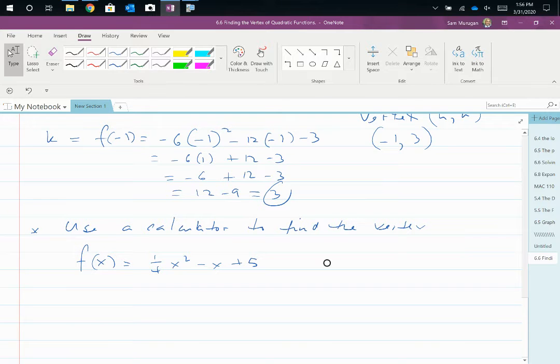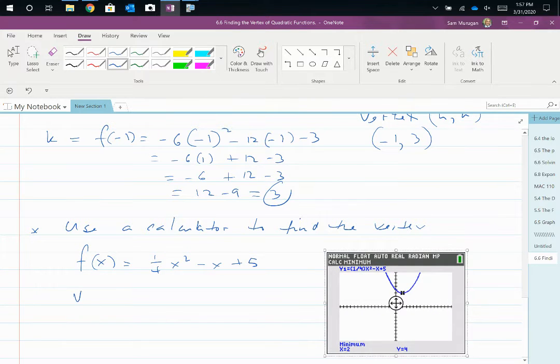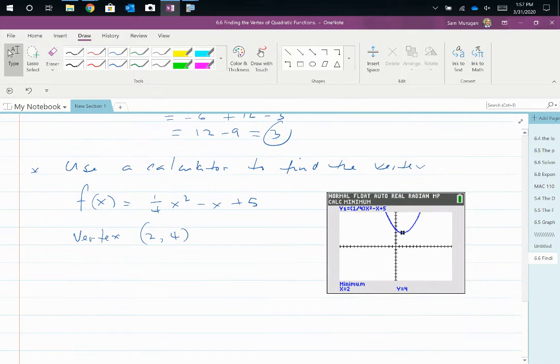Notice that for this function, you can also find the vertex with the formula. h is equal to minus b over 2a, where b is equal to minus 1 and a is equal to 1/4. So substituting in our formula, we have minus negative 1 over 2 times 1/4. So this is positive 1 over 1/2, which is equal to 2.